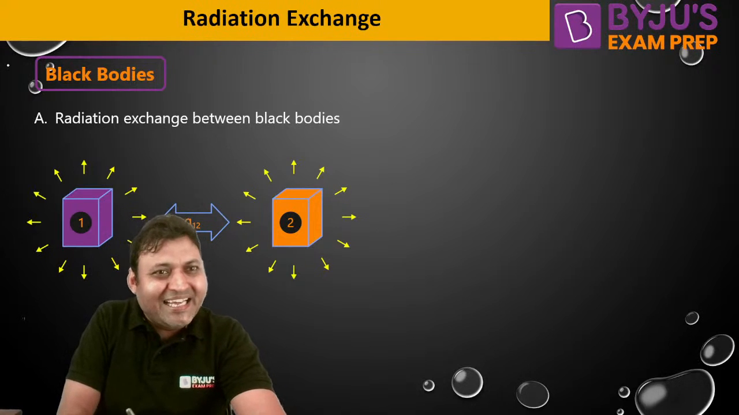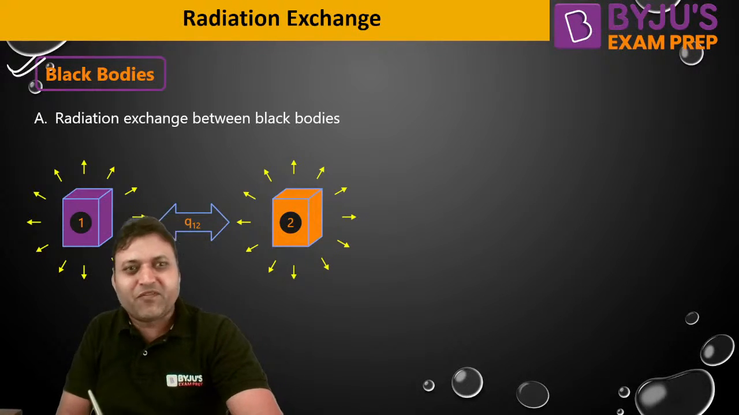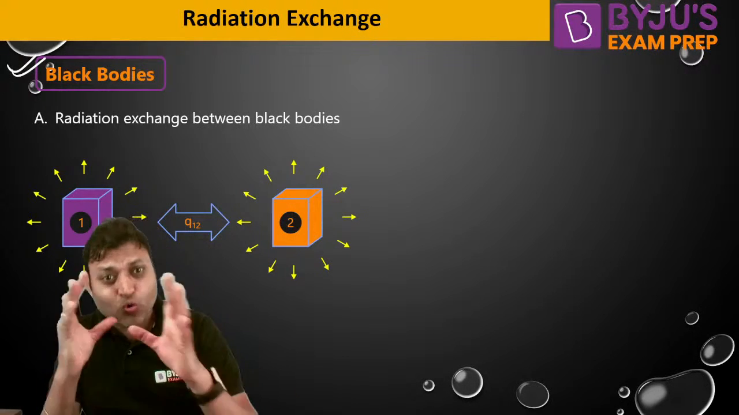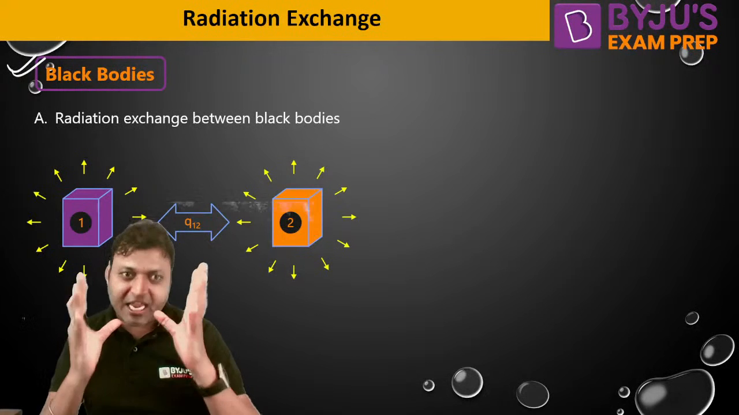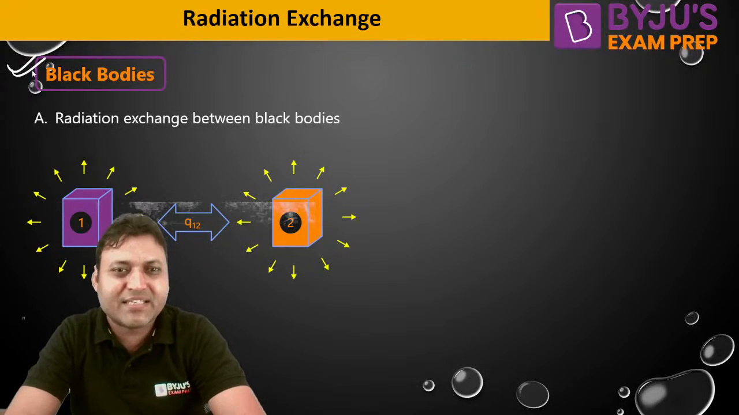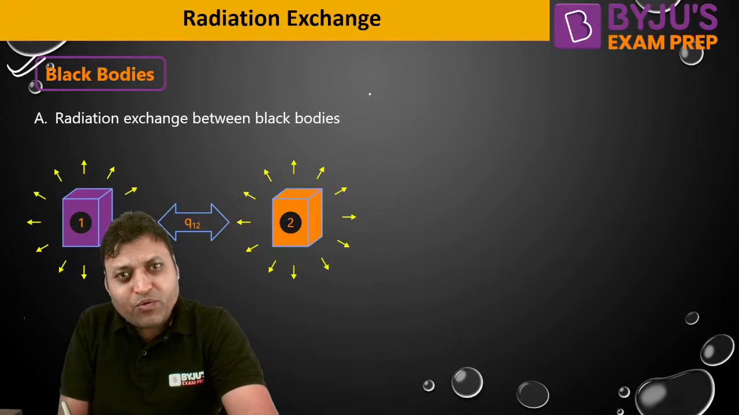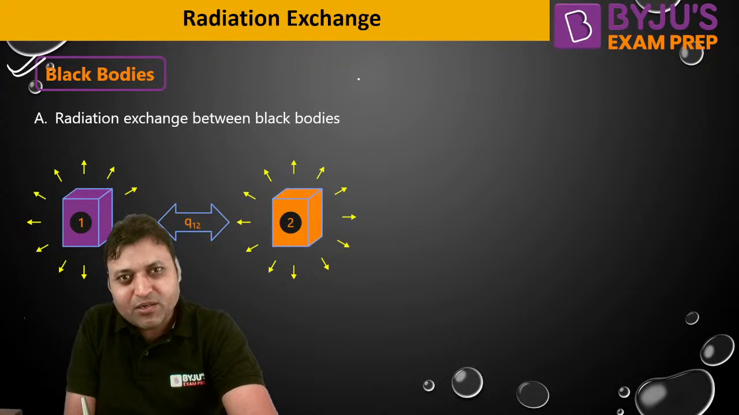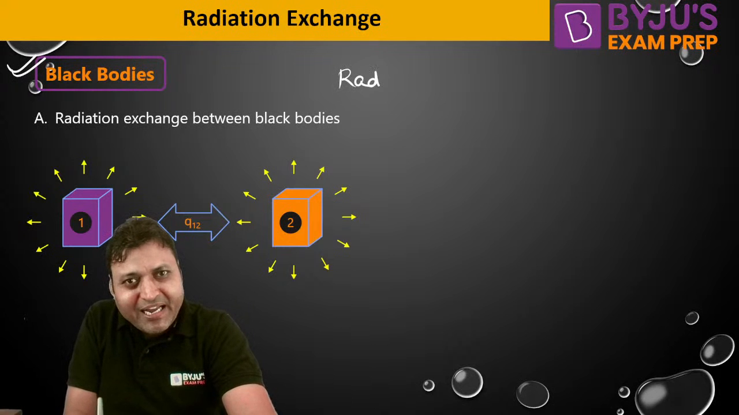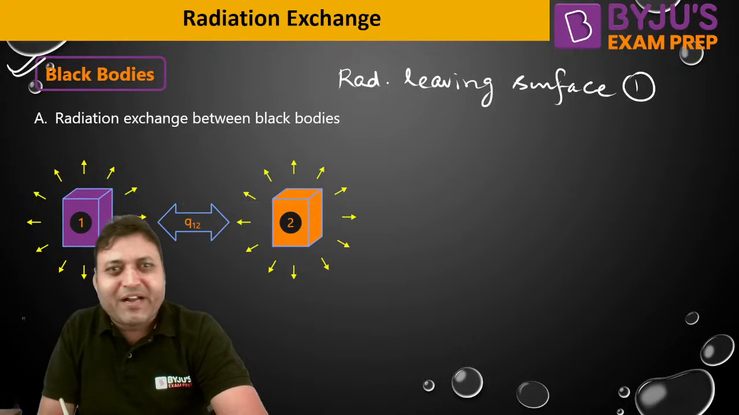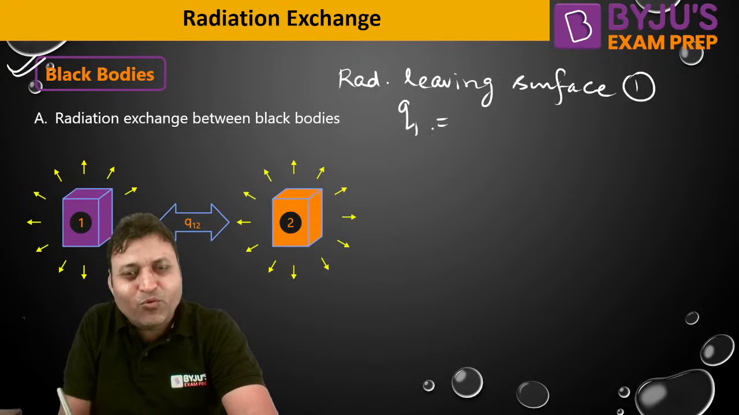Now, the radiation exchange between the black bodies. First, we will talk about the radiation exchange between the black bodies. If there are two or more surfaces, shape factor comes into picture, and we can have the exchange of radiation between the surfaces. Now, if I ask you what is the radiation leaving surface 1, who will tell me the amount of radiation leaving the surface 1? That is Q1. What is the value of Q1?